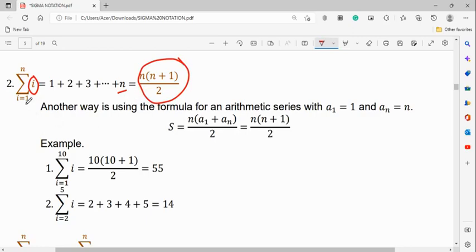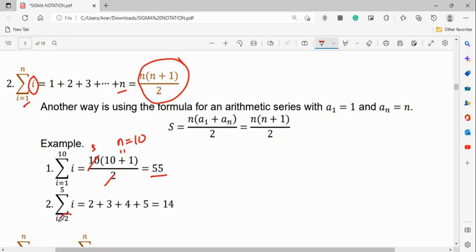Provided, class, you started from 1. So just like this in number 1, I starts, summation of I from 1 to 10, then your n here is equal to 10. So 10 times 10 plus 1, so 11 times 10, no? Well, this becomes 10 divided by 2 becomes 5, and 5 times 11 is 55.